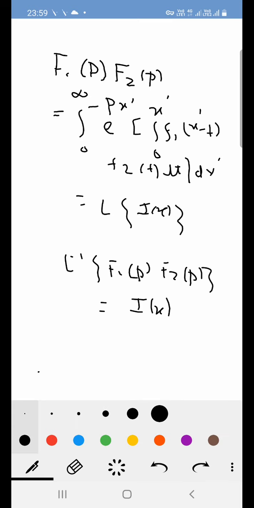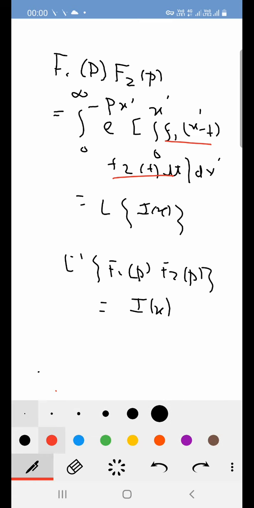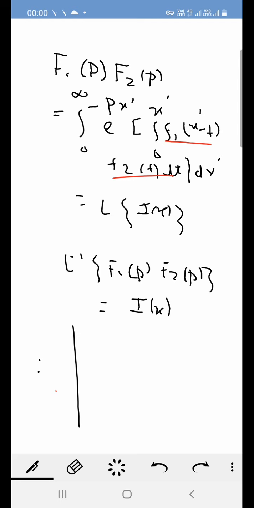So here we can see that in this case the integration has been done in the opposite way. First the dt integration has been done, and then the integration over dx dash. So we can proceed in the other way. Either you can proceed in this way, or you can proceed in this way, depending upon the order of integration that you are doing.